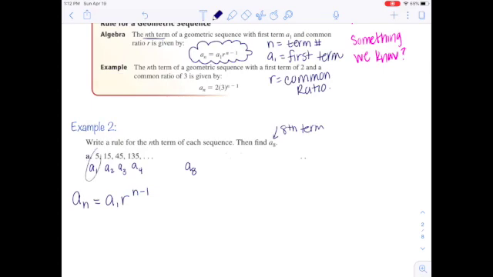So we have our first term, that's our 5. We can drop that in. Now our r value we get from taking our second term and dividing it by our first term.